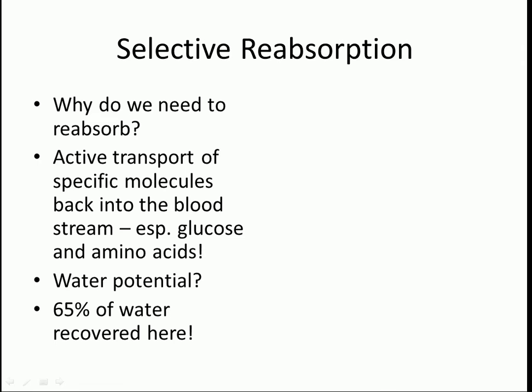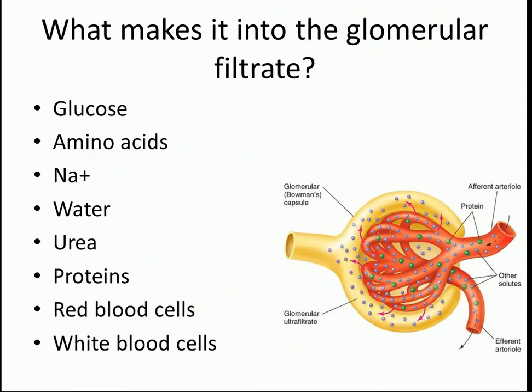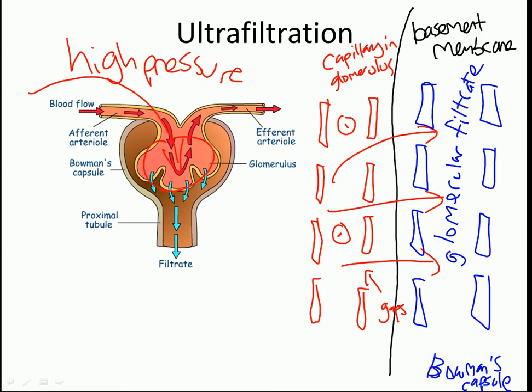Then we get to the proximal convoluted tubule. So we'll call it the PCT, proximal convoluted tubule. And we're going to do something called selective reabsorption. So selective means certain things. Reabsorption means they're going back into the bloodstream. So why do we need to reabsorb? Well, ultrafiltration just takes everything away. If we go back, we'll have, say, something that can pass through like a sodium ion or an amino acid, we'll end up with exactly the same concentration in the blood and in the filtrate.